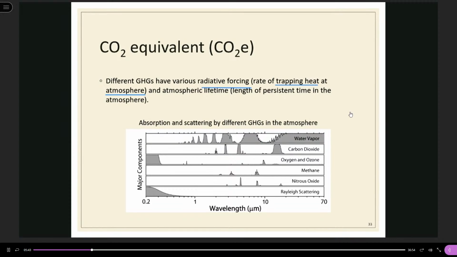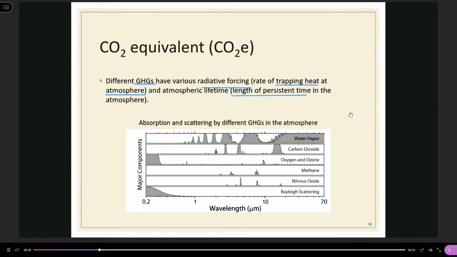So remember, the greenhouse gases absorb and re-emit heat to the atmosphere. So the radiative forcing means the ability to trap heat in the atmosphere. And different gases have different lifetimes, different lengths of persistence in the atmosphere. So in order to compare different gases fairly, we use the carbon dioxide equivalent to quantify their effect.